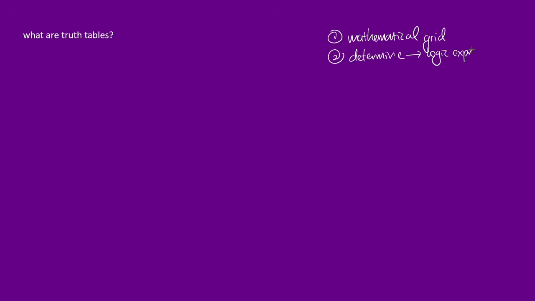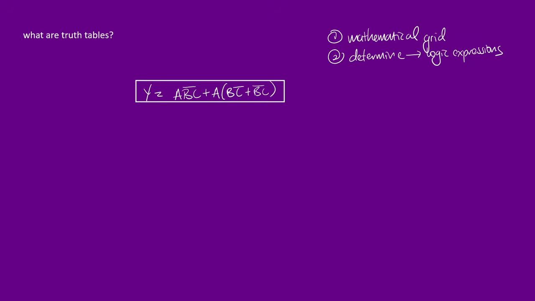What do I mean? Let's say we have the binary expression Y is equal to A not B not C, or A B not C, or not B C. This is a binary expression. And straight off the bat, looking at this, it's going to be rather difficult to tell me the outcome of this for each and every possible binary state, right? So truth tables help us.